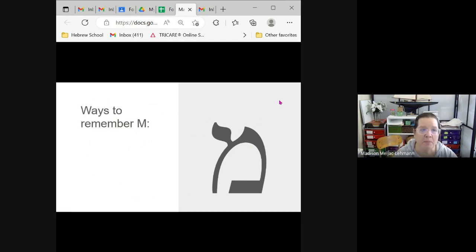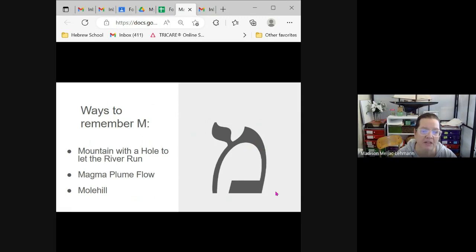How do we remember what a Mem is? Well, some people say it's a mountain. You go up the mountain, you go down the mountain, there's a river here, there's a tree on the mountain. Some people say it's like a volcano, and here's the magma and the lava goes down here. Some people say it's a molehill, and here's the little mole sitting on top of his hill. You may have a totally different way to remember this.